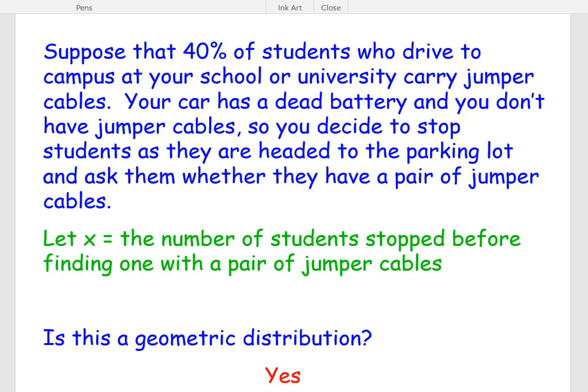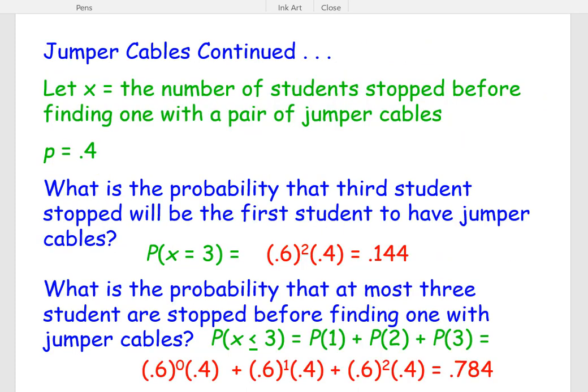So, suppose that 40% of students who drive to campus at your school carry jumper cables. Your car has a dead battery, you don't have jumper cables, so you're going to ask students coming to the parking lot if they have a pair of jumper cables. So x is going to be the number of students you have to stop before you find one with jumper cables. This is definitely a geometric distribution. So, first question, let the number of students stopped before finding one pair of jumper cables be our x. p is 0.4. What is the probability that the third student will be the first one that has jumper cables?